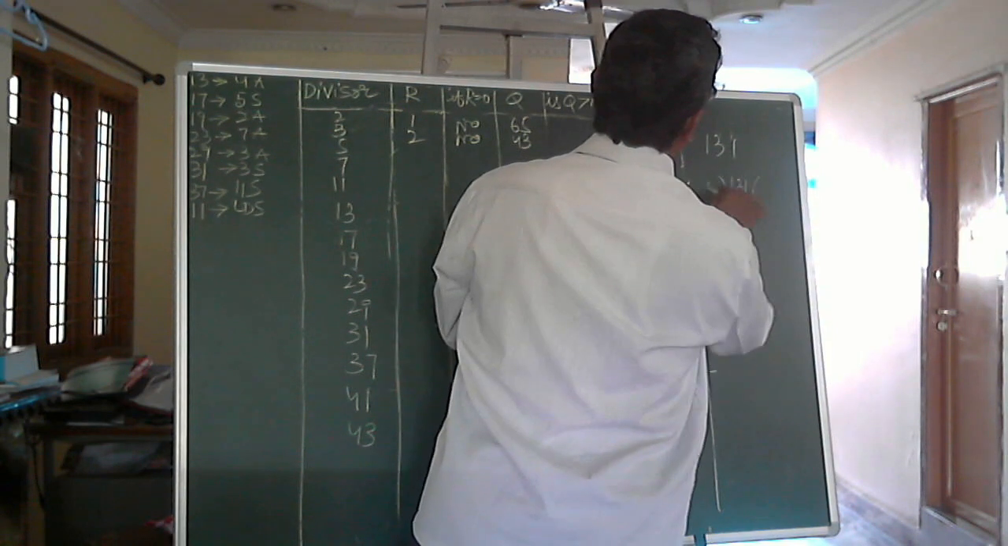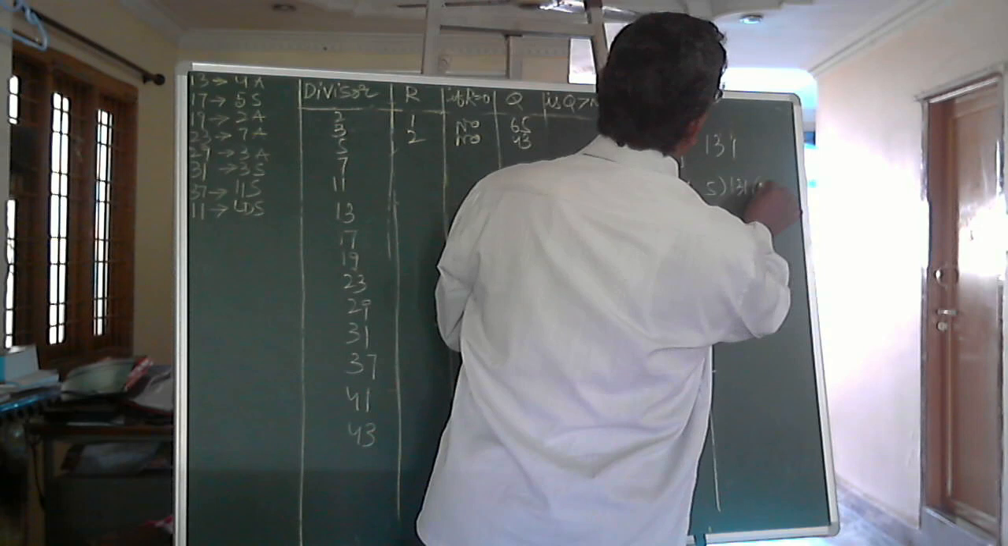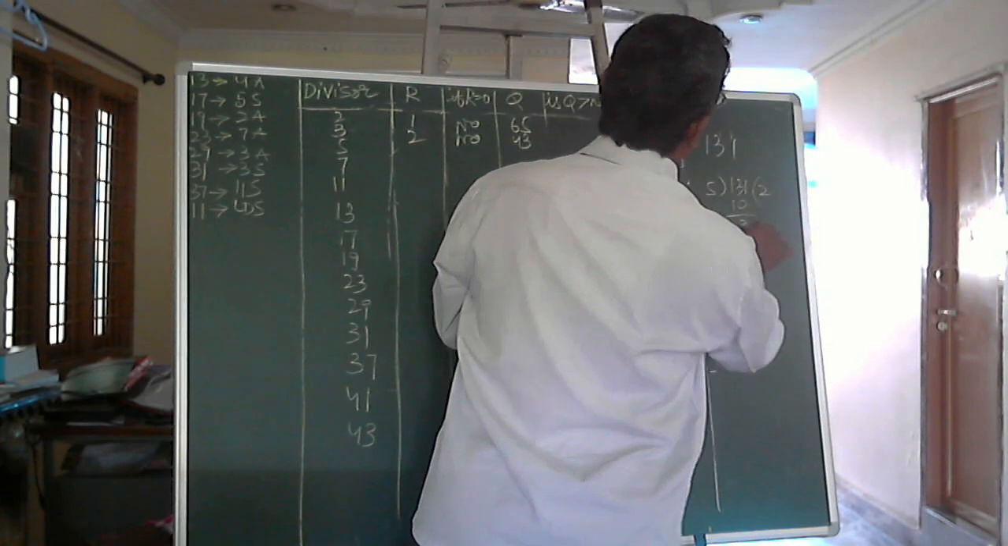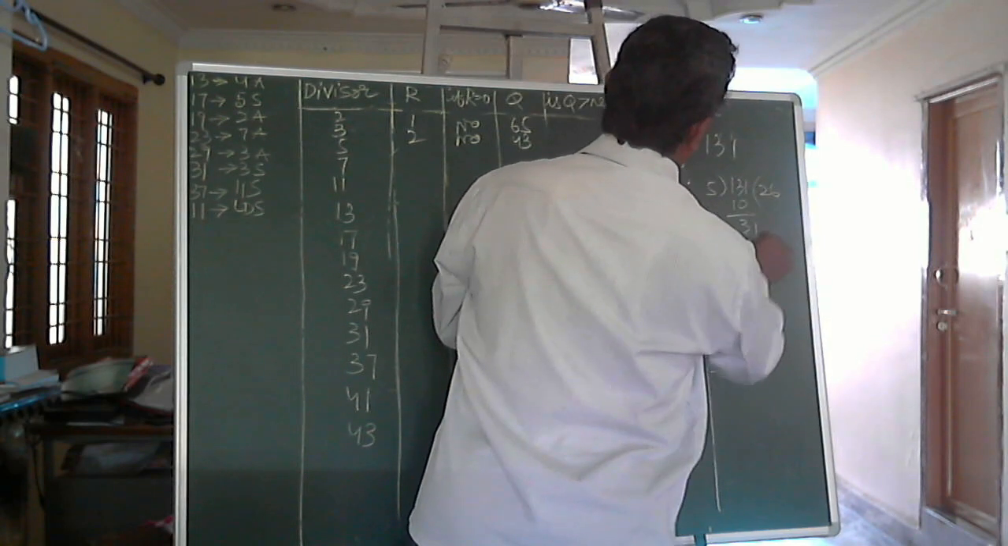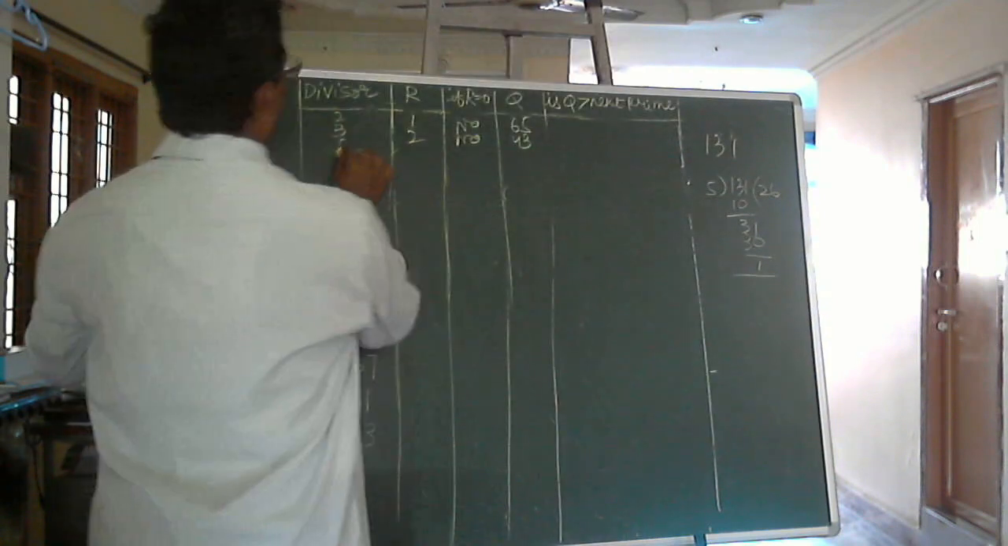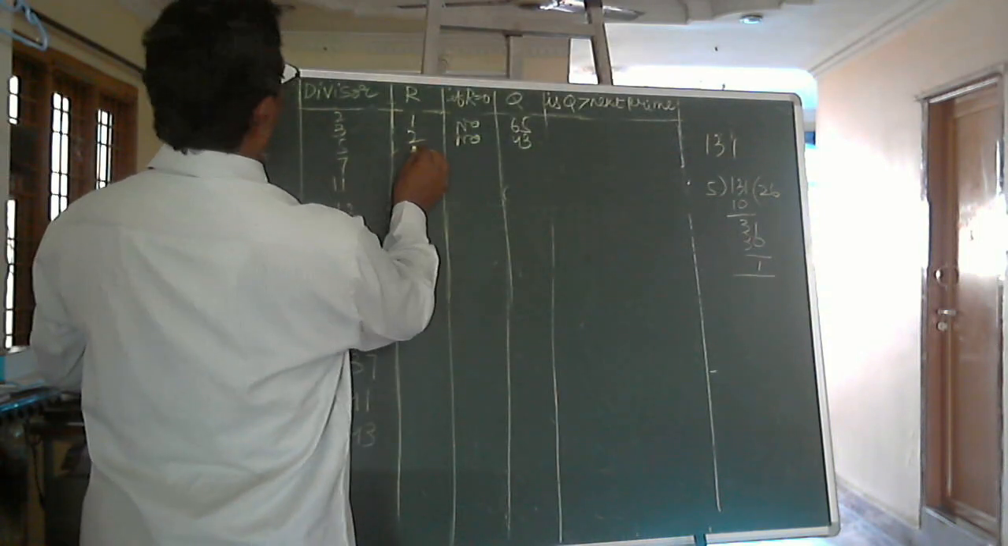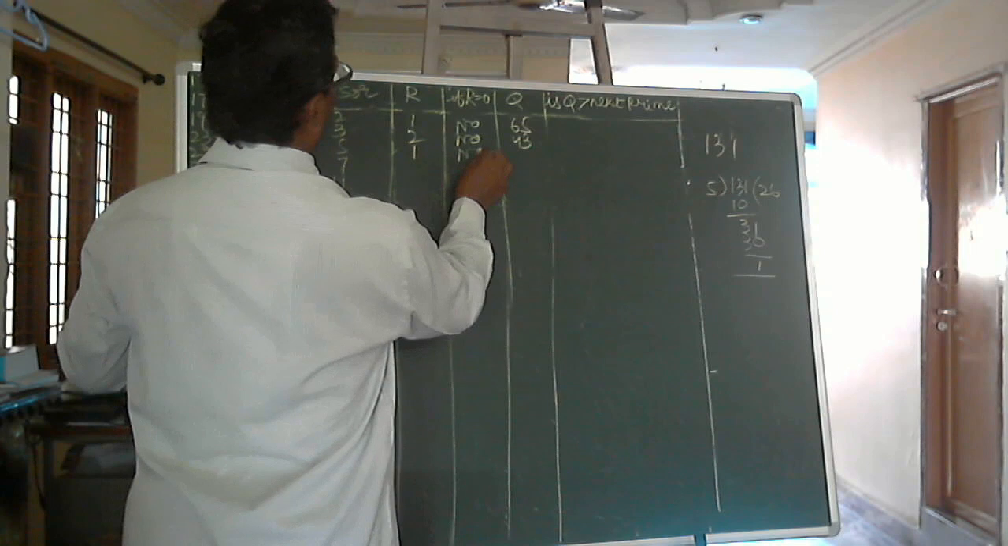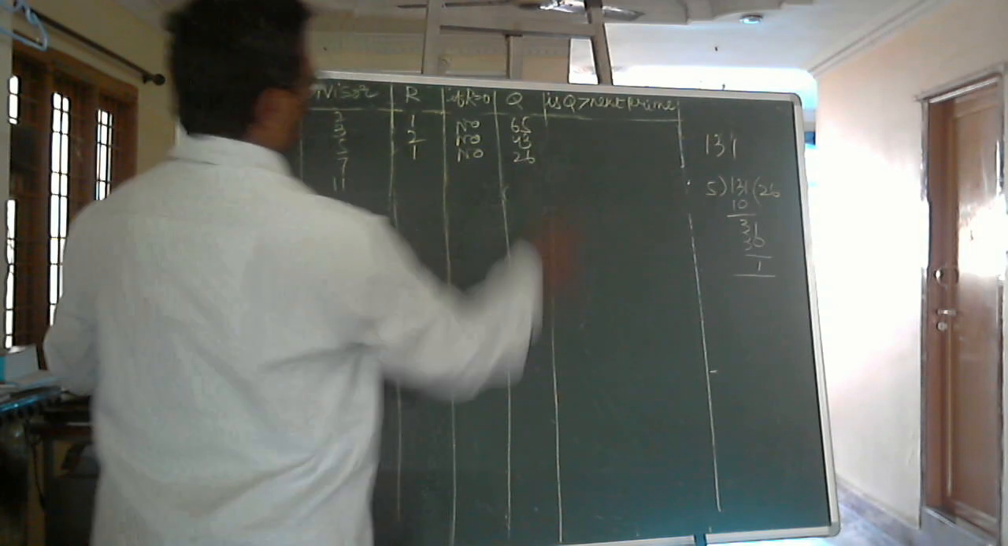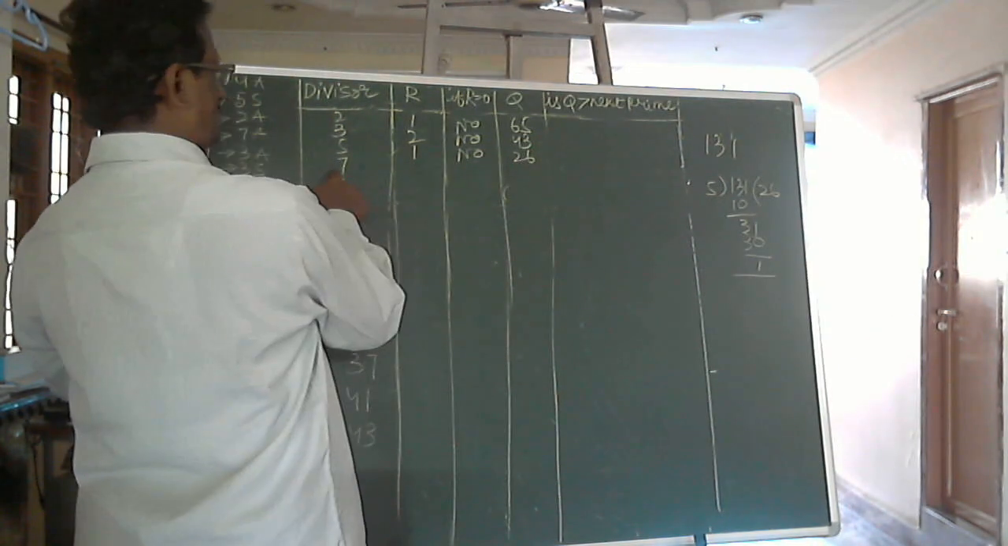131 divided by 5. 2 fives are 10, 3 1, 6 fives are 30, 1. On dividing by 5, remainder is 1. This remainder is not equal to 0 and quotient is equal to 26. And 26 is greater than 7, so divide by 7.